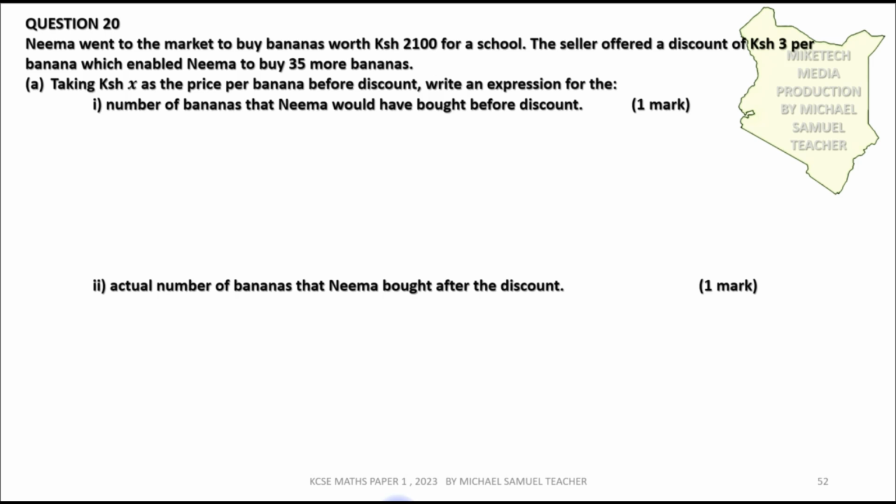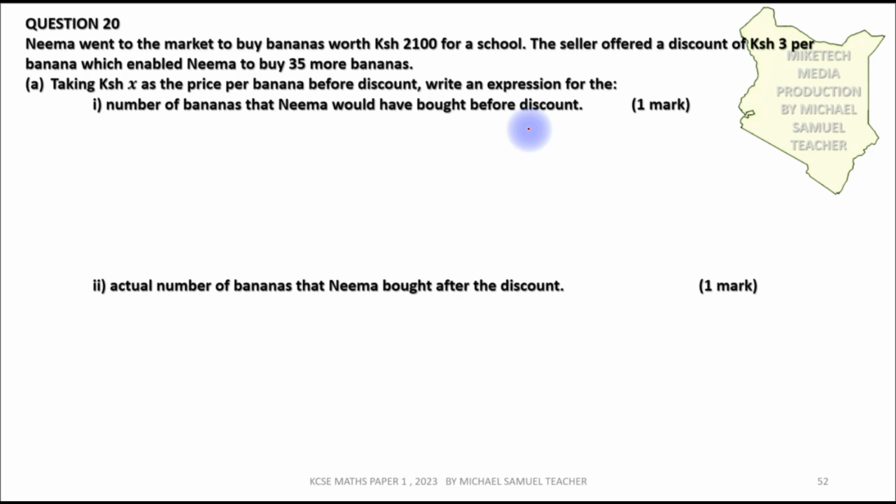So, we need to answer part A of the question. If Nema went to the market and bought bananas worth a total of 2,100 shillings, and the seller offered a discount of 3 shillings per banana, which enabled Nema to buy 35 more bananas. So we take X as the price per banana before discount. We need to write an expression for part 1, the number of bananas that Nema bought before discount.